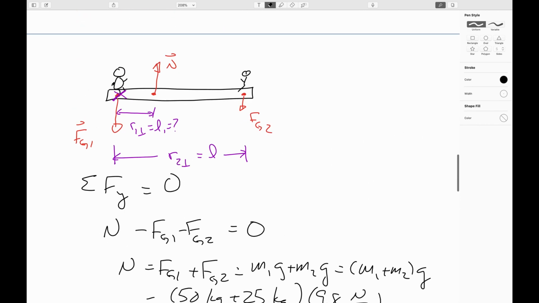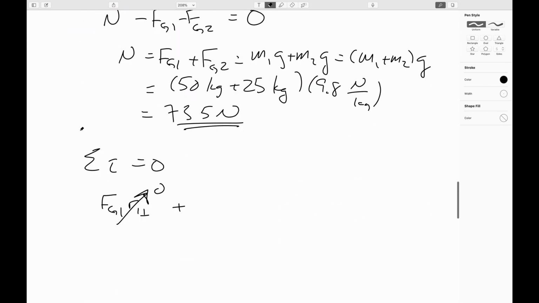Now, when I look around this axis, the normal force is trying to twist the teeter-totter counterclockwise around this axis. So the normal force will be exerting a positive torque about this axis right here. So we'll say plus N times R1 perpendicular.